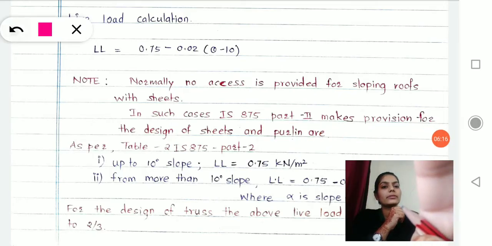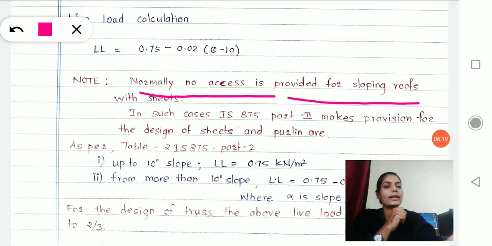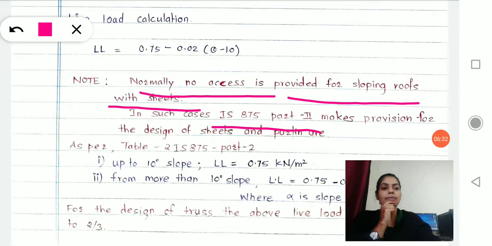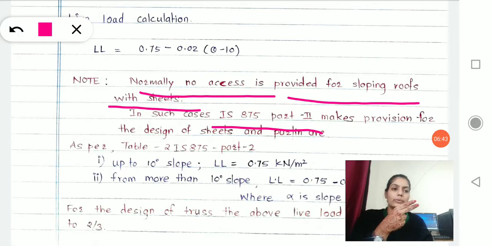Normally no access is provided for sloping roof sheets, right? There will not be any access to go and live on the top of your truss. In such cases, IS 875 part 2 makes provision for the design of sheets and purlins. Alright. Now what is this IS 875 part 2?